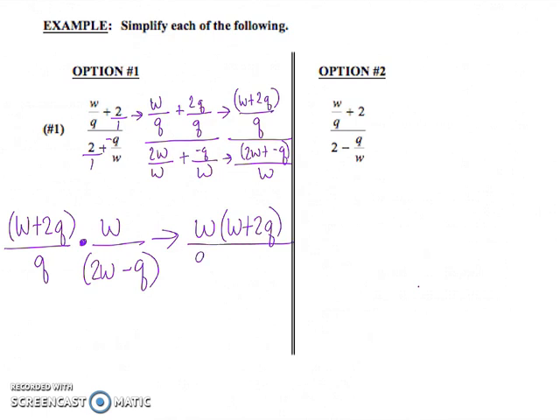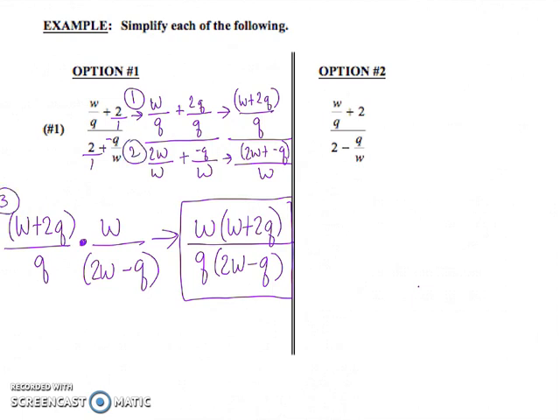Our denominator is going to be q times 2w minus q. We don't have anything here that we get to cancel out, so this is our final answer. Okay, that was option 1. Again, we made one fraction in the numerator and one fraction in the denominator. So we did a step 1, a step 2, and then a step 3. I'll label this was our step 1, this was our step 2, and this was our step 3.